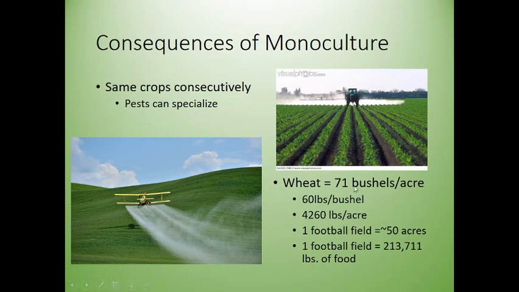So wheat usually yields somewhere around 71 bushels per acre, and I don't know what that means, but do some calculations here. One football field of wheat makes 200,000 pounds of food, right? So it's not surprising that you get these huge populations of pests that can then really screw things up for the farmer. And in our next lecture, we're going to be talking about how farmers deal with that, which is essentially most often pesticide use.